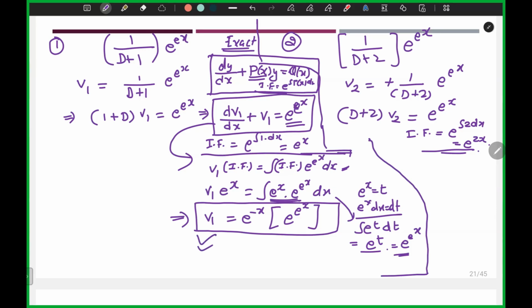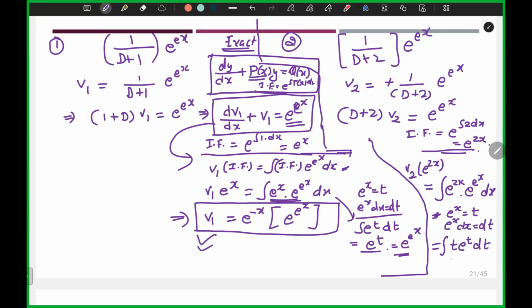Like v1, similarly we will find v2. So v2 times the integrating factor equals the integral of the integrating factor multiplied by the right-hand side, dx. So you make the substitution e to the power x as t, then e to the power x dx equals dt. So you are left with the integral of t e to the power t dt. You have to use the method for integrating by parts, the ILATE rule, for this.